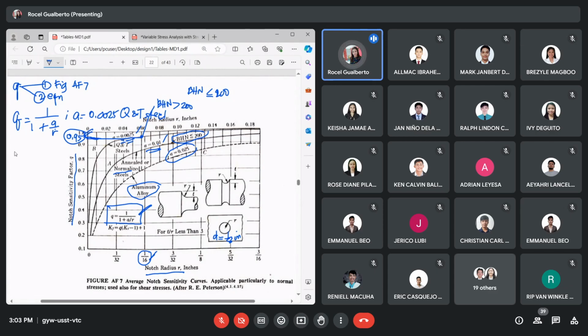Kung kukunin na natin yung Q using the equation, ano naman yung magiging sagot? 1 over 1 plus A, A is 0.0025. Ano yung radius natin? 1 over 16. So, try to see the value. Ano po yung value natin?